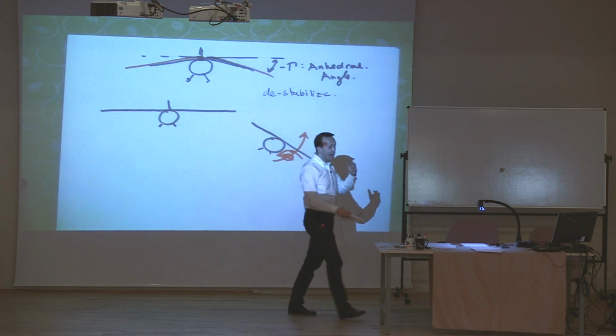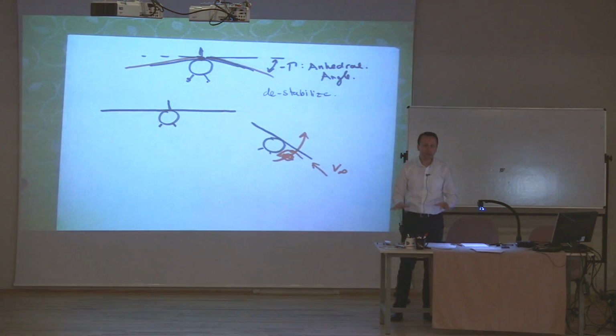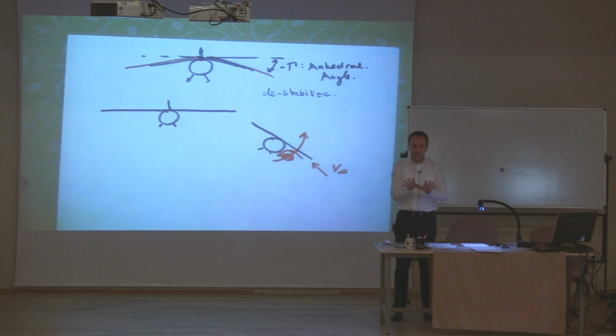So it is actually there to destabilize the lateral move, the roll stability. Destabilize doesn't mean making it unstable, it just means reducing the moment that you are getting. Okay? So that's the anhedral.